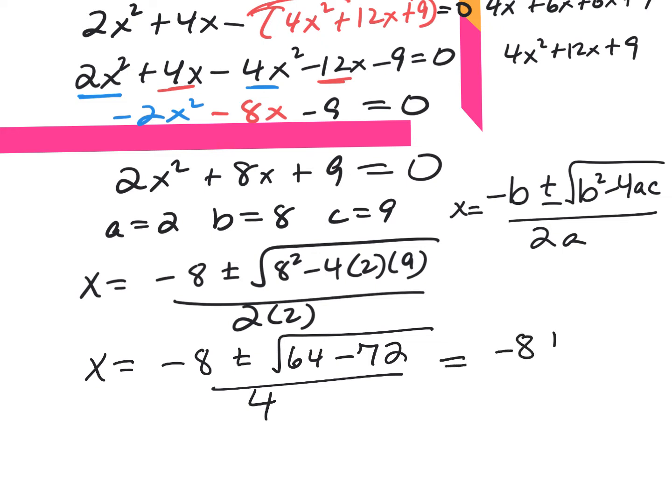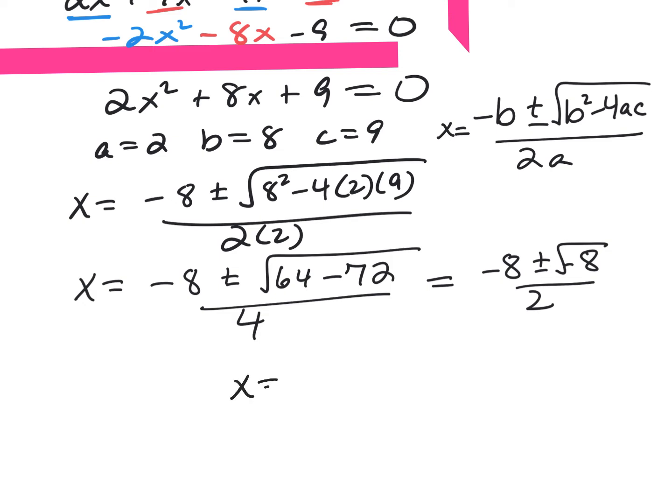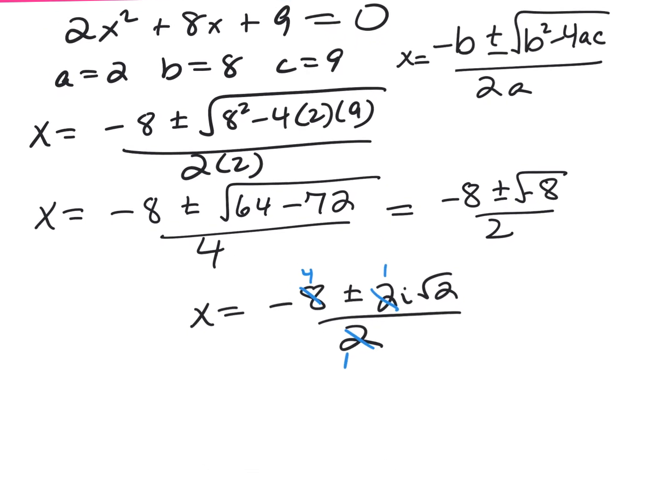Negative 8 plus or minus the square root of negative 8, over 2. And I can break down the square root of negative 8. It'll become negative 8 plus or minus 2i radical 2 over 2. I can simplify this. And the final answer here is x equals negative 4 plus or minus i radical 2 over... actually, it's over 4. Oh, hold on. This should be a 4 here. So then this becomes a 4, so this becomes a 2.